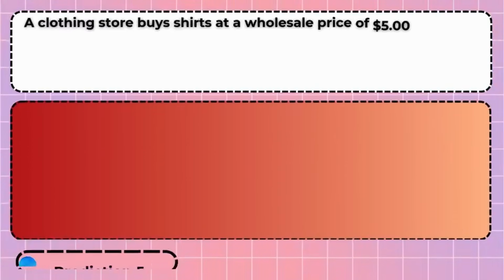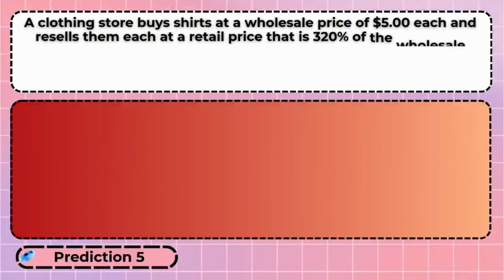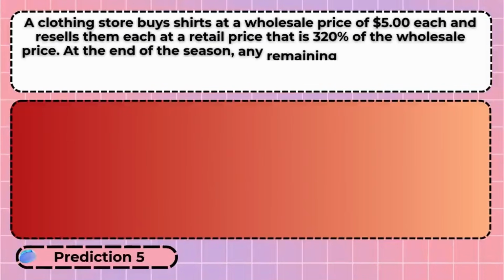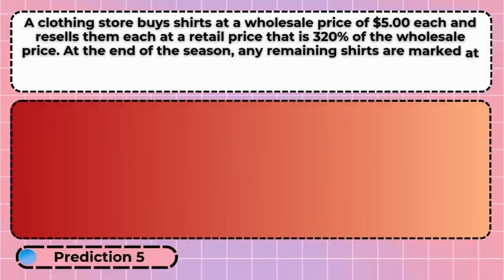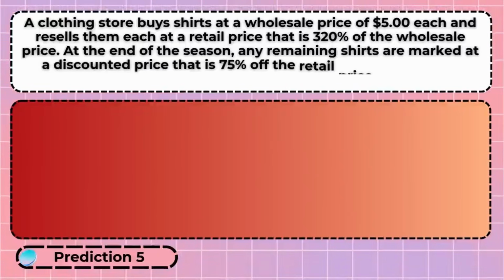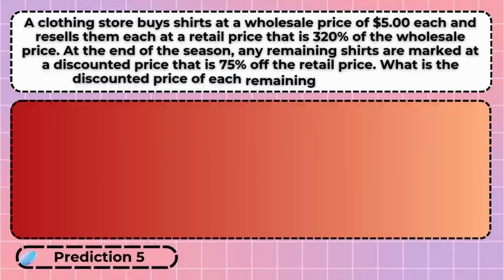A clothing store buys shirts at a wholesale price of $5 each and resells them each at a retail price that is 320% of the wholesale price. At the end of the season, any remaining shirts are marked at a discounted price that is 75% off the retail price. What is the discounted price of each remaining shirt in dollars?